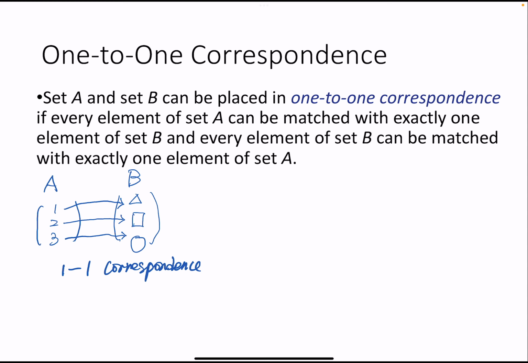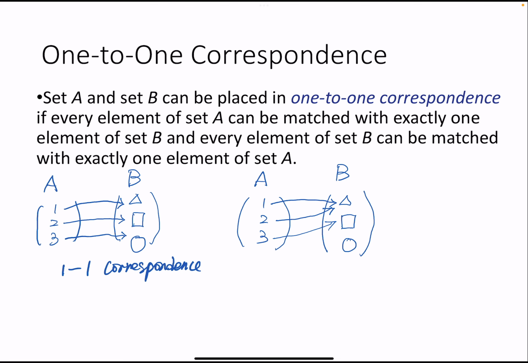So let's see another example. Let me still use {1, 2, 3} for A, and B equals still those three ships. However, I'm going to associate 1 to that, and 2 also equal to that, and 3 equals to that. Okay, so the association is defined by me. Then this is not a one-to-one correspondence.